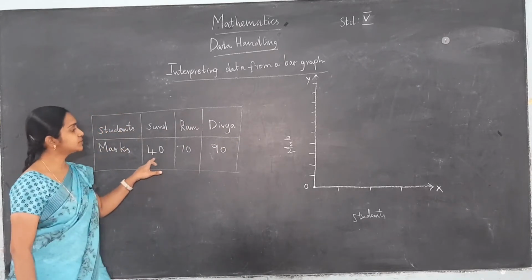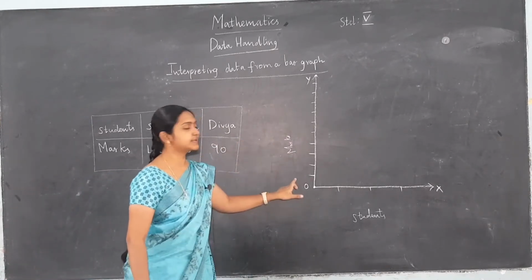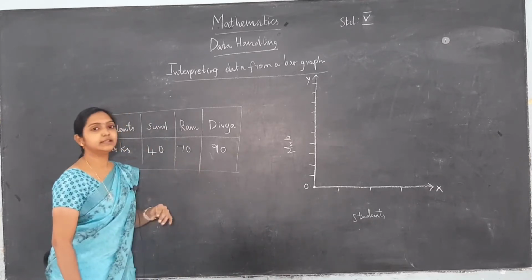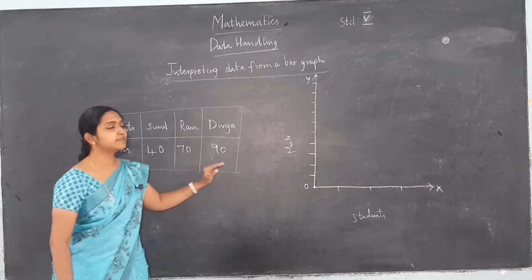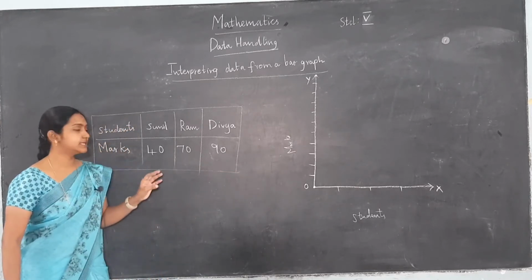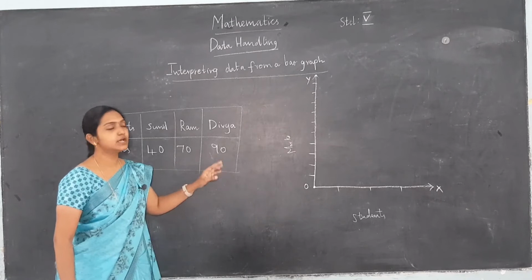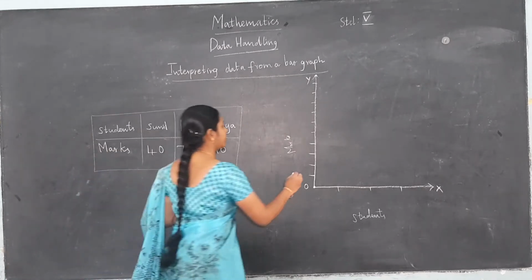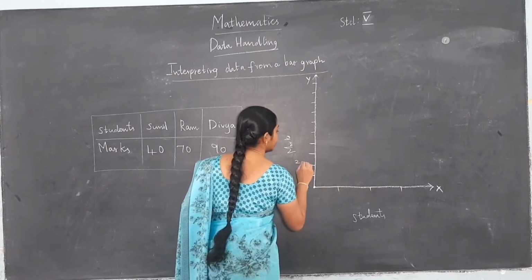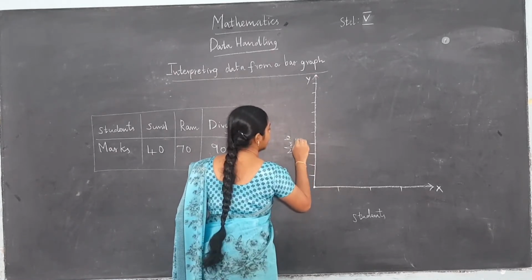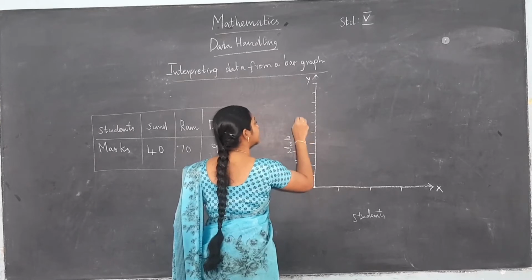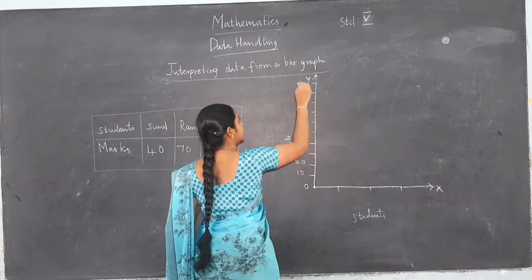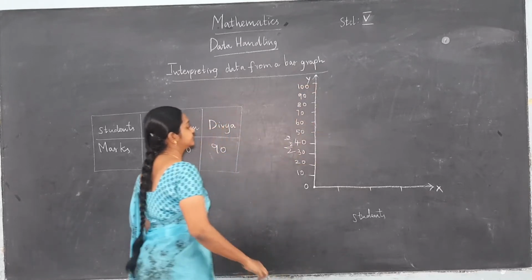Next, we have to choose at what numbers it must be represented. See here, it is 40, 70 and 90. We can see that all these numbers are divisible by 10. So, I am going to do the markings with the multiples of 10. Multiples of 10 means 10, 20, 30, 40, 50, 60, 70, 80, 90 and 100.